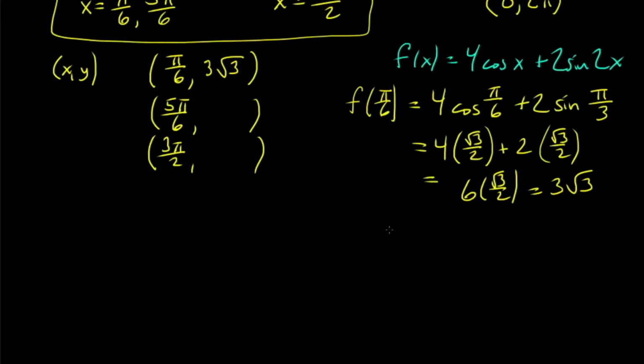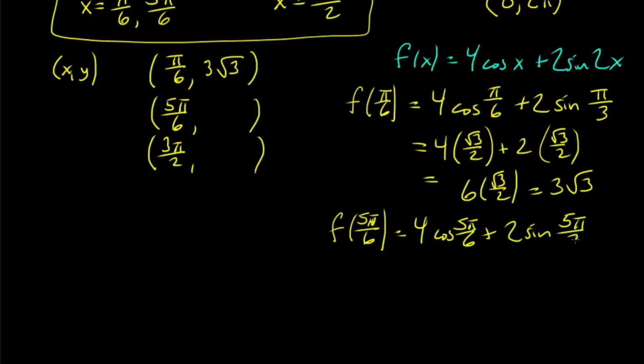Okay, so for 5 pi over 6, we get 4 cosine of 5 pi over 6 plus 2 sine of, well, 2 times 5 pi over 6 is 5 pi over 3.